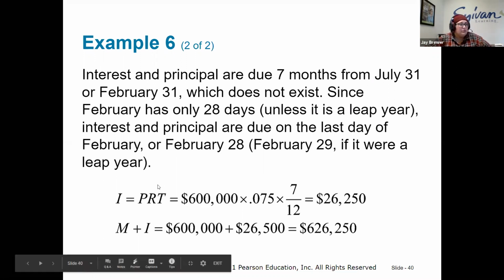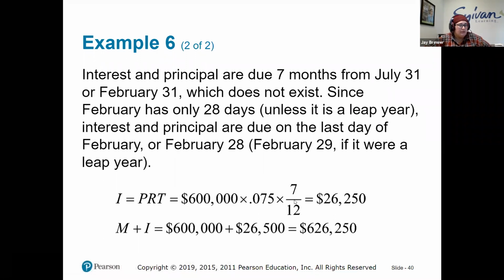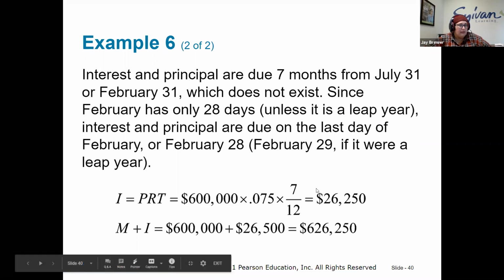All right. So to find the interest, we're going to take the principal times the rate times the 7 months, 7 over 12, and you get that interest, and then you have to add it to the principal to find the maturity. All right.